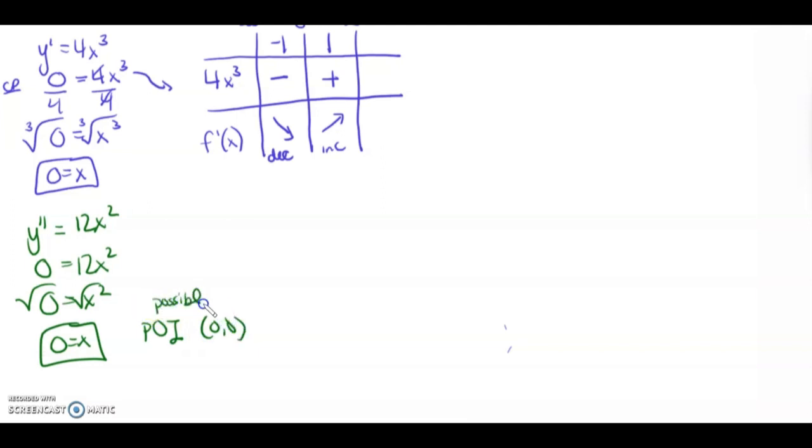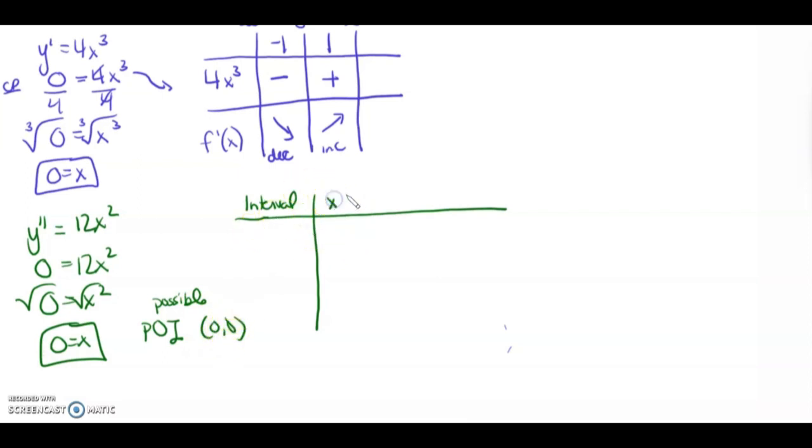Okay, so we don't know if it's a point of inflection yet. We have to test it in our chart. So let's take a look at our chart. Okay, so we'll do interval on the top. And we're going to have, because that's a possible point of inflection, 0, 0, we're going to do below that.